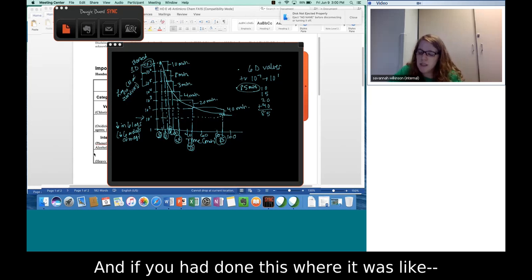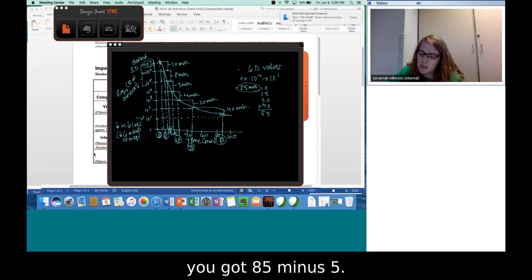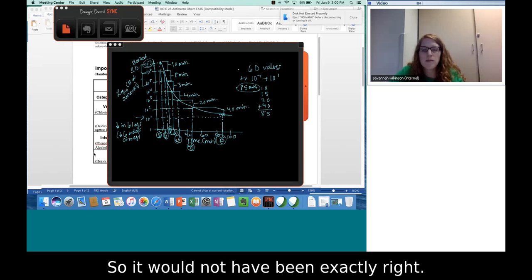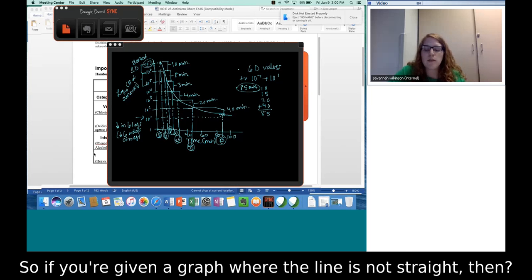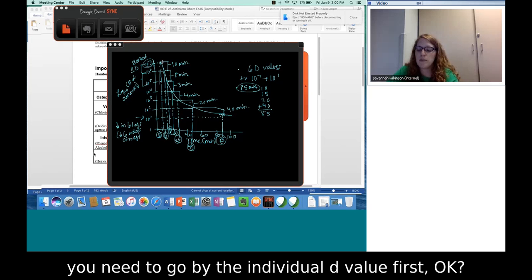But if you had done this where you just started from 10 to the 7, then did 10 to the 1, you got 85 minus 5, so it was 80. So it would not have been exactly right. So if you're given a graph where the line's not straight and you need to find either multiple D values or the amount of time, you need to go by the individual D value first. Okay.